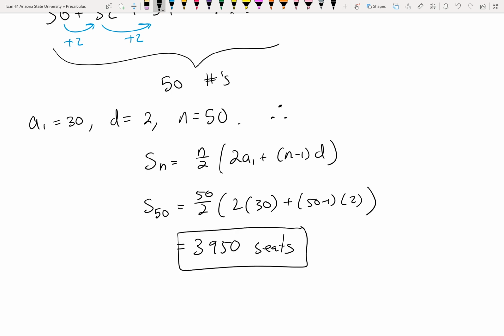So hopefully this will be pretty simple and straightforward for everyone. Once you verify it's arithmetic, those formulas are unlocked, and that's all you need to answer these questions. Good luck.